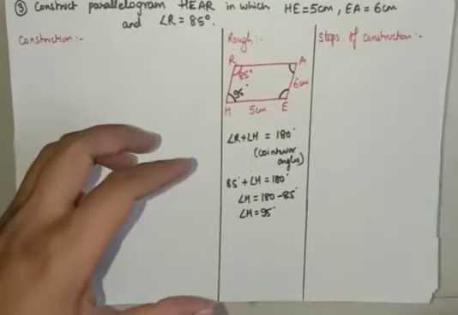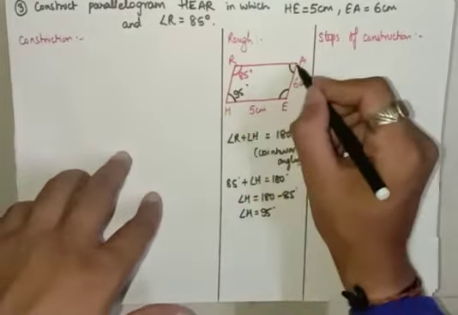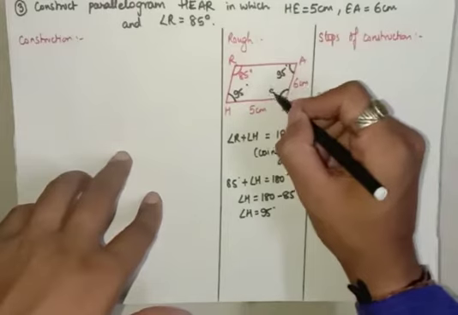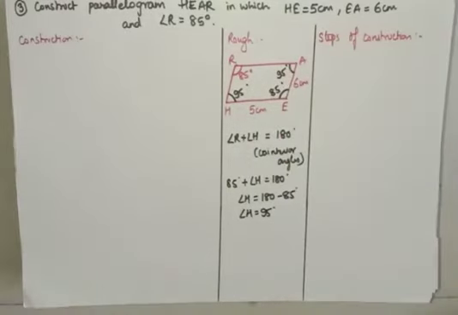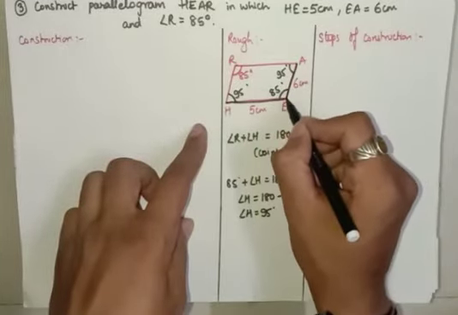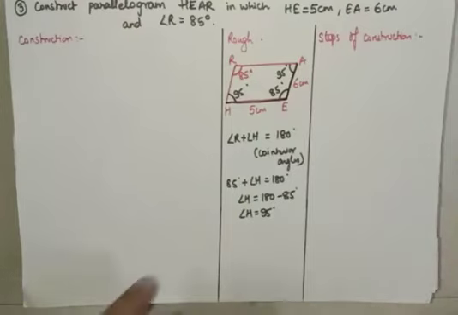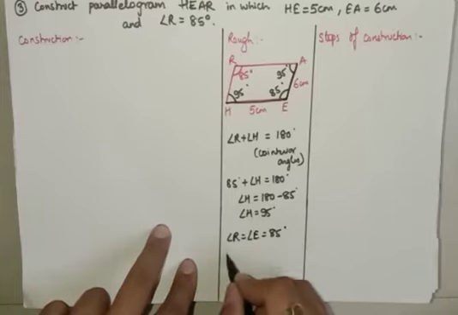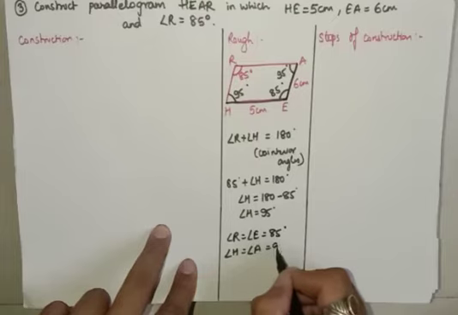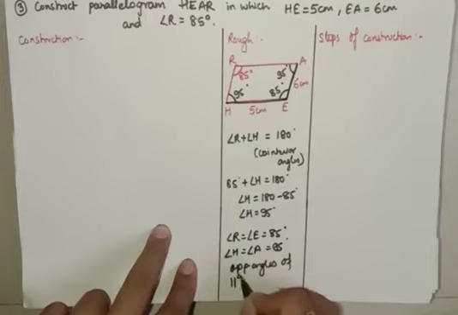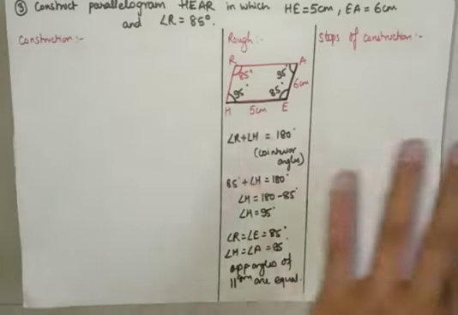Now we know that opposite angles of a parallelogram are equal. So since this is 95, angle A will be 95 degree. And this is 85, so angle E will be 85 degree. Clear? So we now have these three angles and these two sides using which we can draw the parallelogram. I am writing here that angle R equal to angle E equal to 85 degree and angle H equal to angle A equal to 95 degree. Opposite angles of a parallelogram are equal.